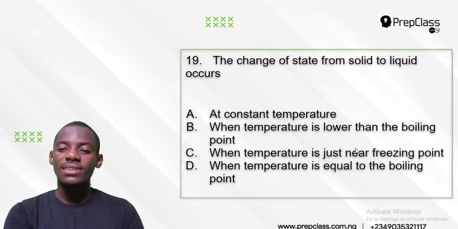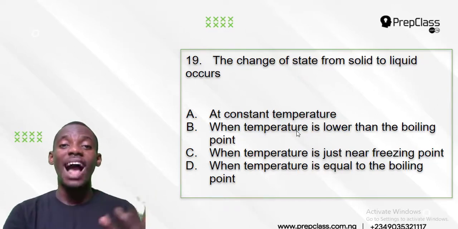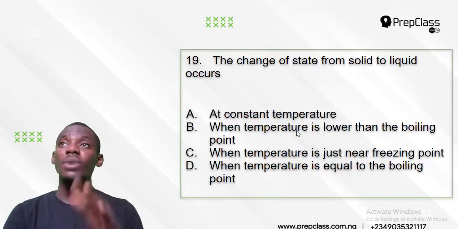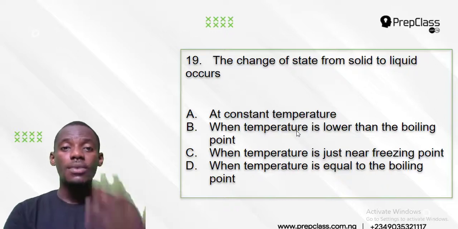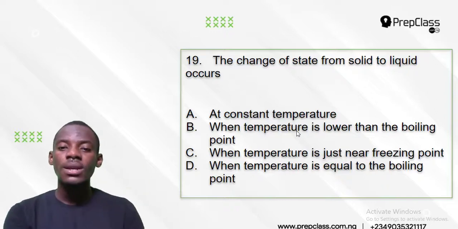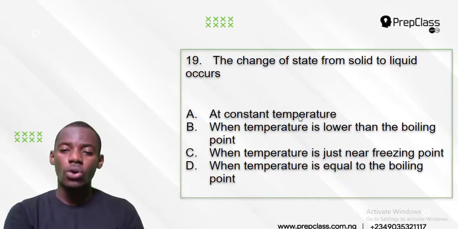When temperature is just near freezing point, or when temperature is equal to the boiling point, D and B are automatically wrong. Ice does not change to water when the ice is boiling. No, it changes to water when you just leave it on the table. When the temperature is hot, it starts changing. Does this happen at constant temperature or when temperature is just near freezing point?